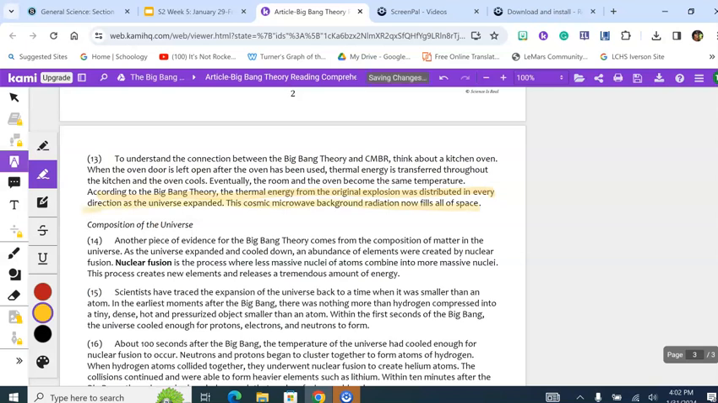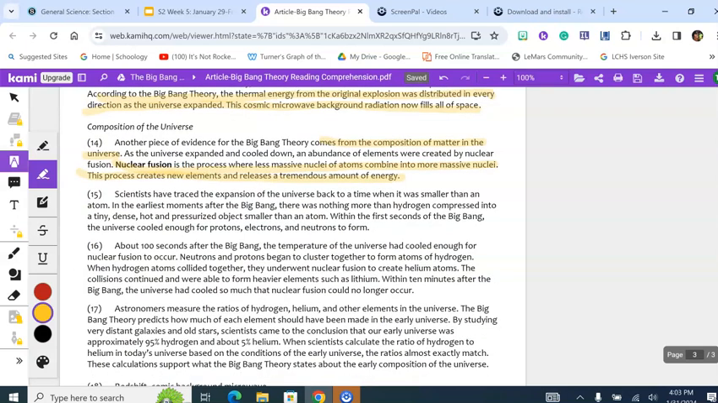Paragraph number 14. Another piece of evidence for the Big Bang Theory comes from the composition of matter in the universe. As the universe expanded and cooled, an abundance of elements were created by nuclear fusion. Nuclear fusion is the process where less massive nuclei of atoms combine into more massive nuclei. This process creates new elements and releases a tremendous amount of energy.